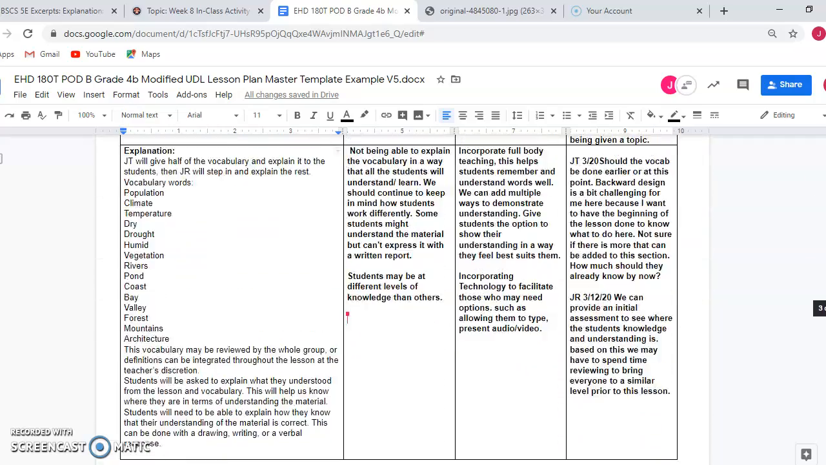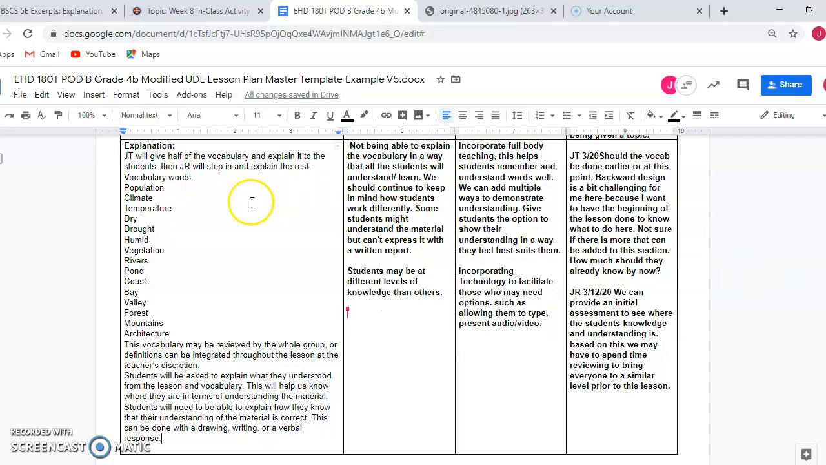So for our explanation part, what we have so far is that we will be giving the vocabulary to our students. I will give half of it and explain half of the vocabulary words, while my co-teacher Juan will then step in and explain the rest of them. And these are some of our vocabulary: population, climate, temperature, dry, drought, humid, vegetation, rivers, pond, coast, valley, forest, mountains, and architecture. I'm pretty sure we could probably add more to this later on. This is what we have so far.